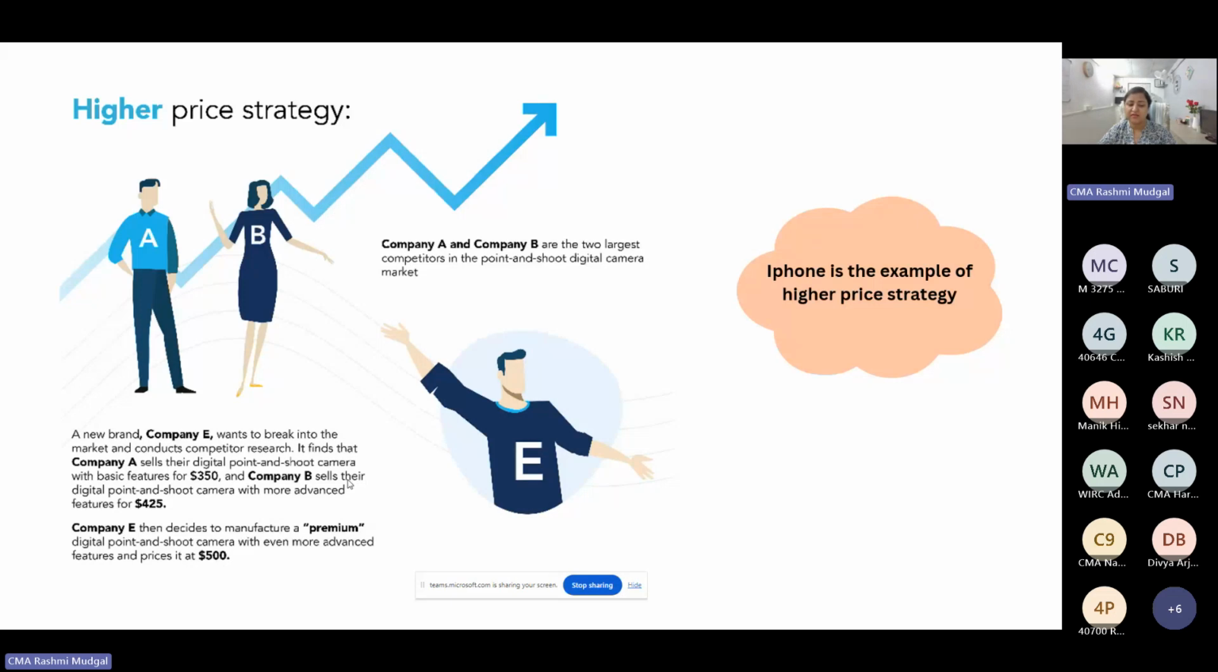Why? Because they are coming with more advanced features which are not available in the market with company A and B. They don't have those features. We are selling it with a different feature and price range. So they will definitely go for the higher price strategy.